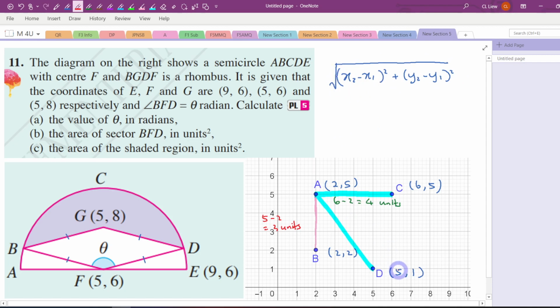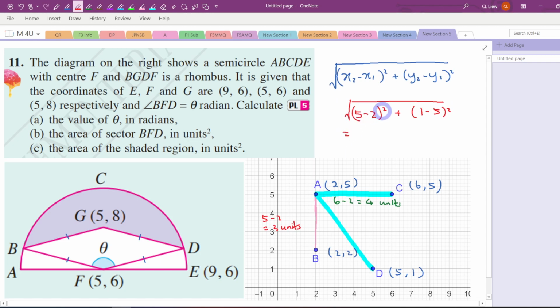You might be asking, how do I know which one is x2? 5 minus 2 or 2 minus 5? This is totally up to you because you have a square over here. 5 minus 2 and 2 minus 5, if you square them, you get the same thing. I'll just use 5 minus 2 squared plus, for the y coordinates, you can take 1 minus 5 or 5 minus 1. If you square it, you get the same thing for both. Let me just use 1 minus 5 squared, and square root the whole thing.